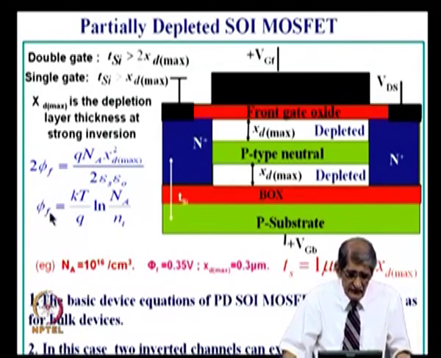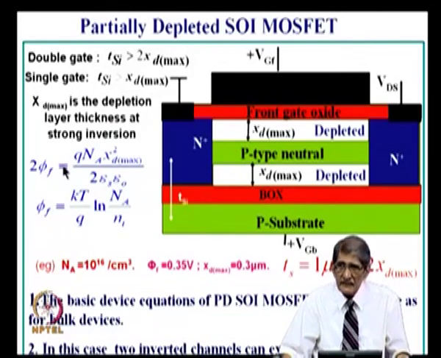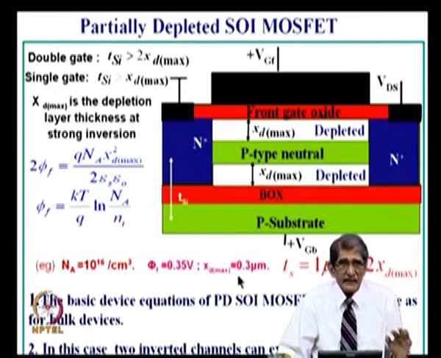So, phi f is kT times the logarithm of N A by N I. So, the higher the doping, the more phi f will be. To give an example, when the doping is 10 to the power 16, phi f is 0.35 volts, and that will give the maximum depletion layer, given by this relationship. We have already discussed it in detail. I have calculated and put it here, it is about 0.3 microns.